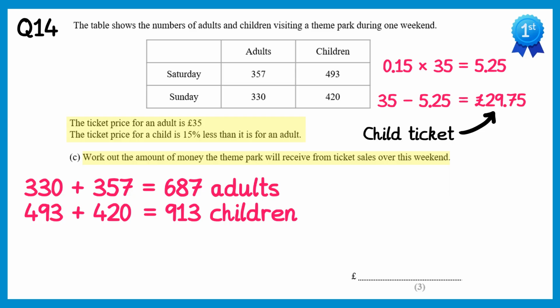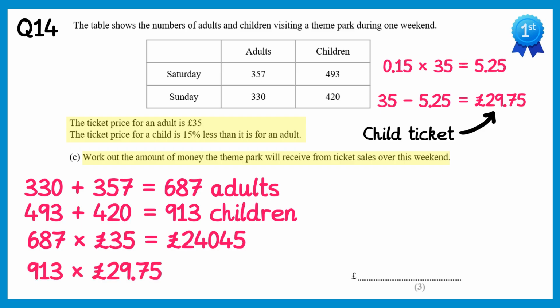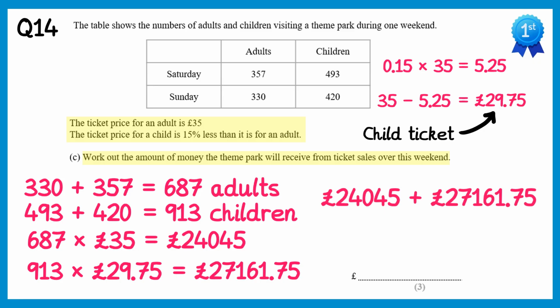So if we do 687 adults times the price of an adult ticket, which is £35, you end up with this number here, £24,045. Let's do the same process for children, so there are 913 of them, times by their ticket price. That gives you this number here, £27,161.75. So all that's left to do now is just add up those two numbers, and you end up with a total money coming into that theme park at that weekend of £51,206.75.